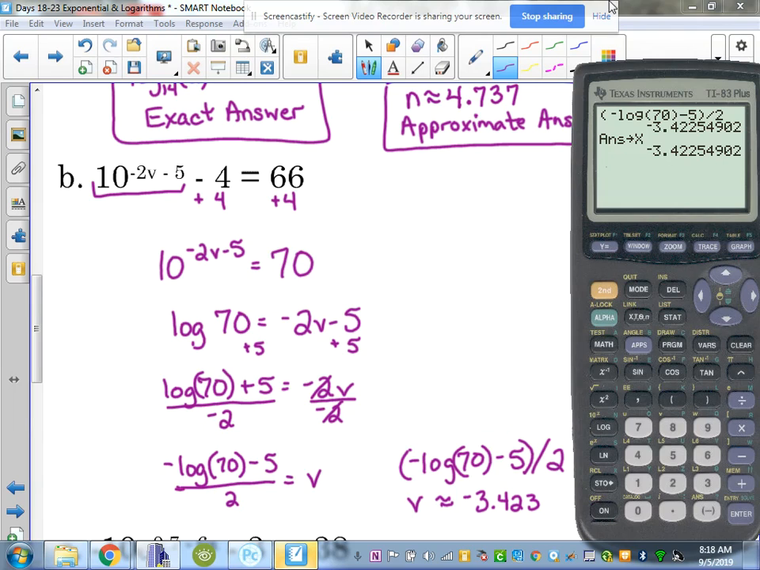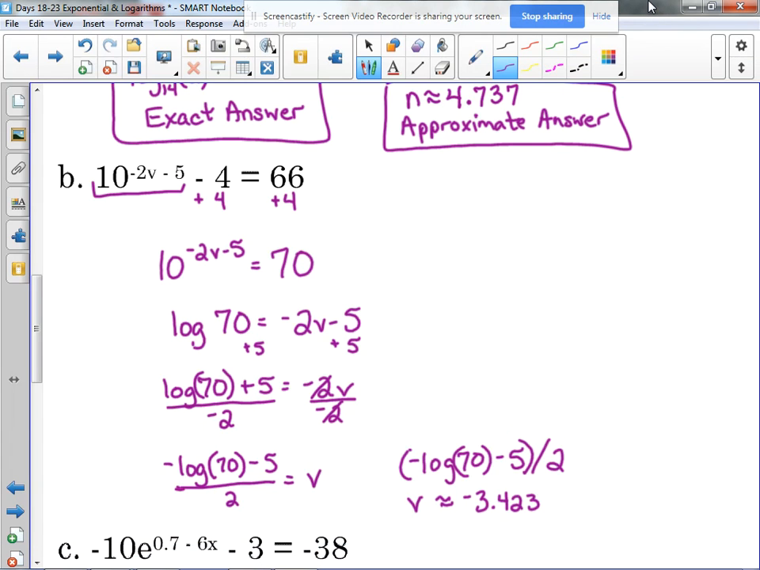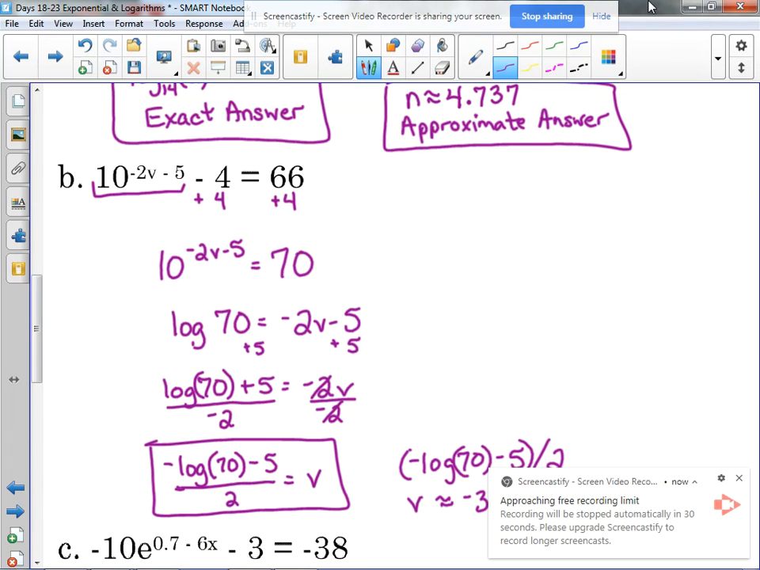Negative 3.423. Now, your answers can be negative. It's just you cannot take the log of a negative number. So don't throw out any negative answers. Okay, they're not wrong. It's just you can't take the log of a negative number. Okay, and when we plug it back in, we get 66. So exact, approximate.